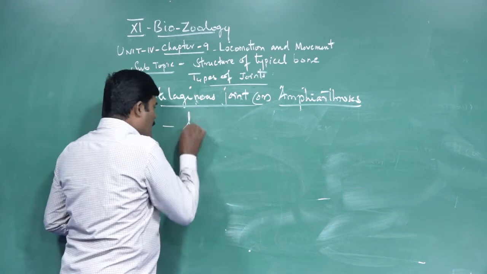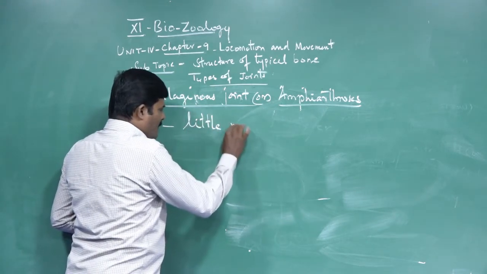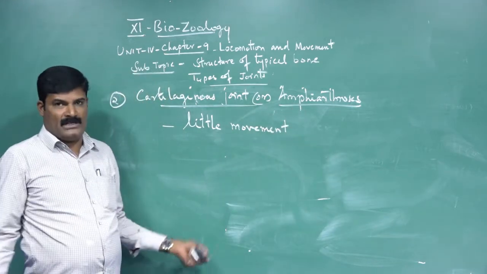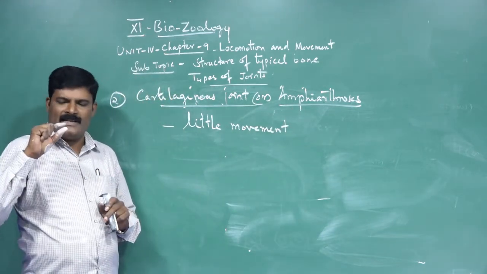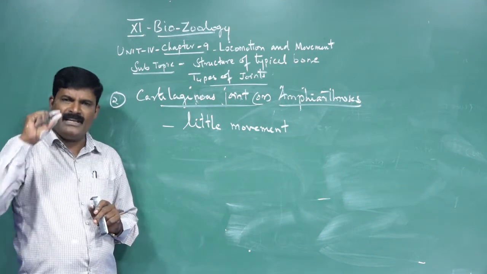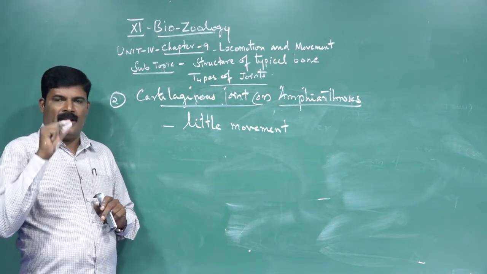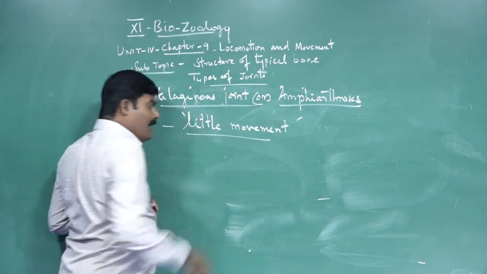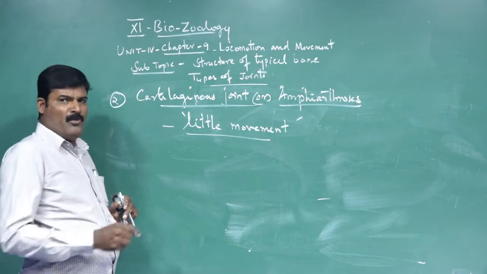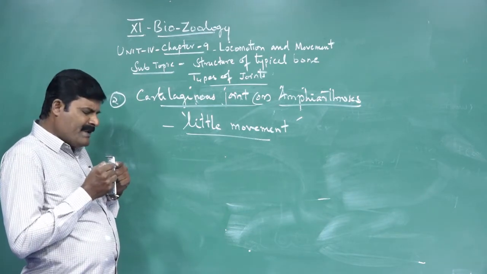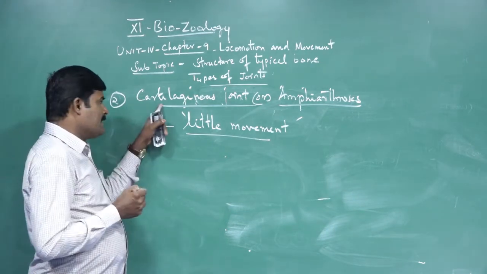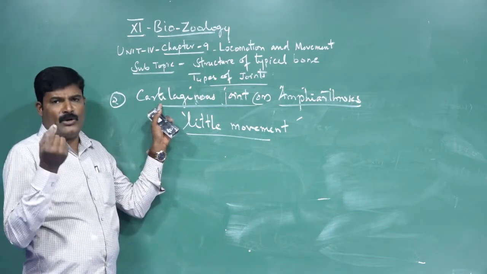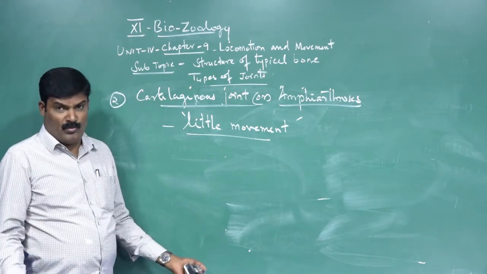It allows little movement. No major movement. It slightly allows movement because the space is very little. It does not have more space. So this is very important. It allows little movement, because there is only a small space between the two bones. Hence it is called cartilaginous. You know cartilage: it always allows movement, but not more movement.